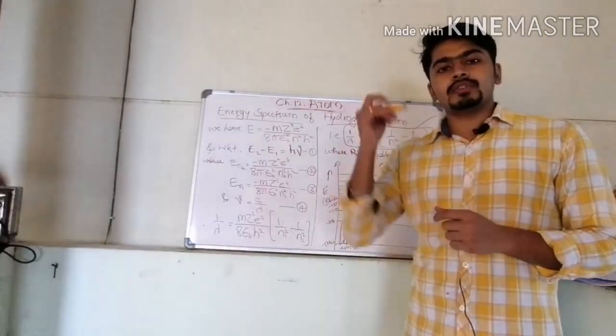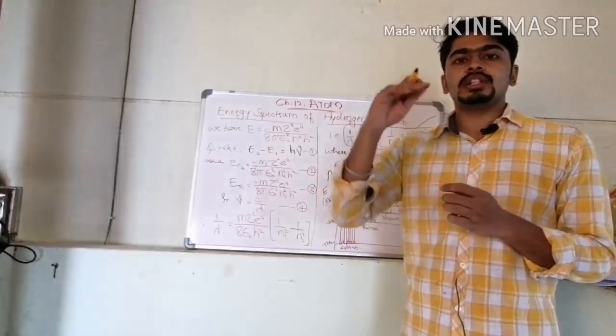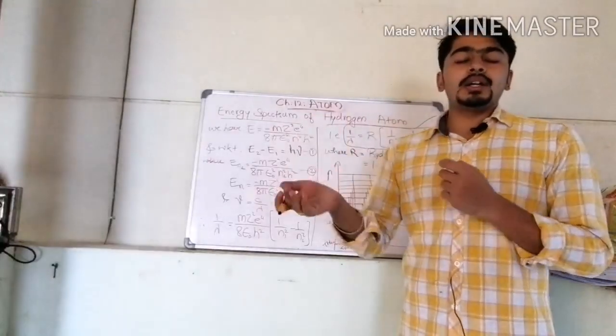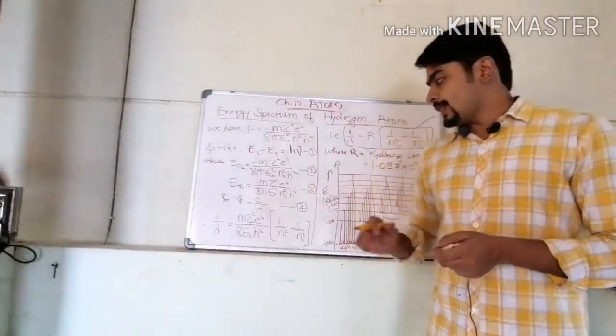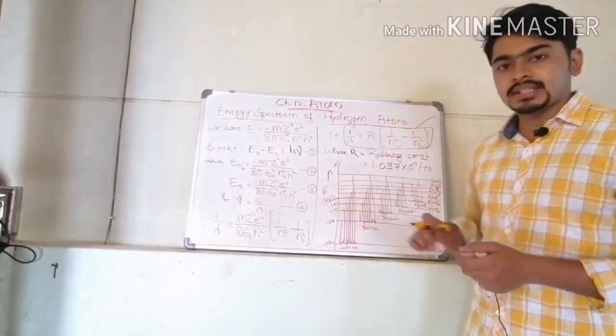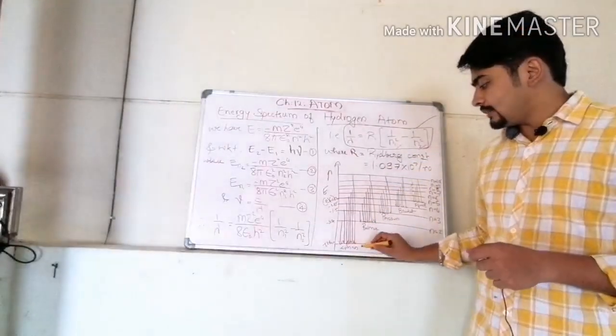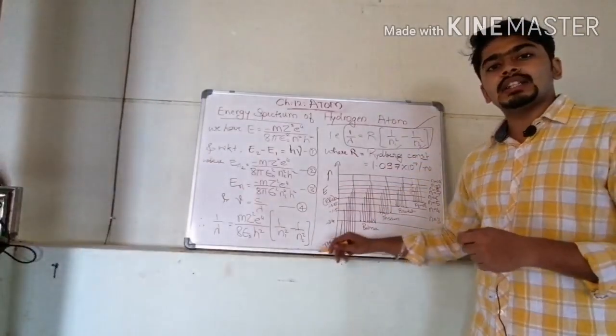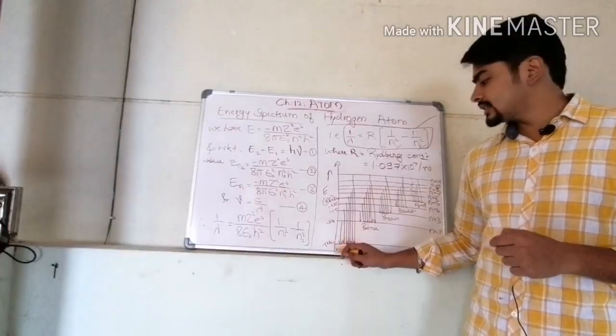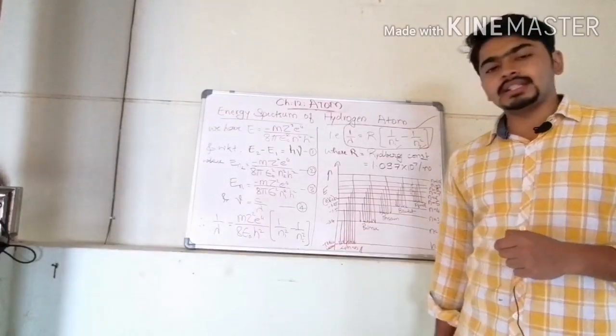Whenever the electron jumps from any of the higher levels, n = 2, 3, 4, to the first energy level, then we will get one series of spectrum, that is the Lyman series. The total energy, the maximum energy, is minus 13.6 electron volt.